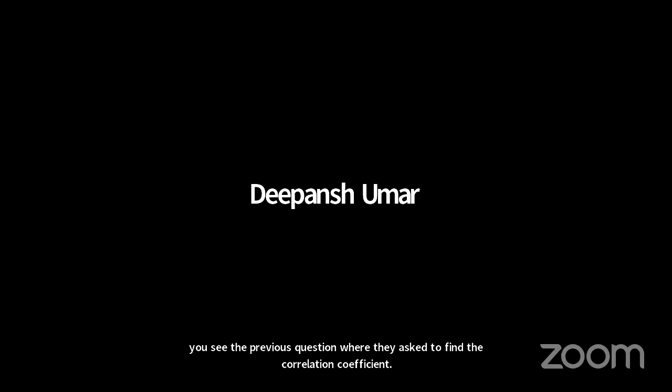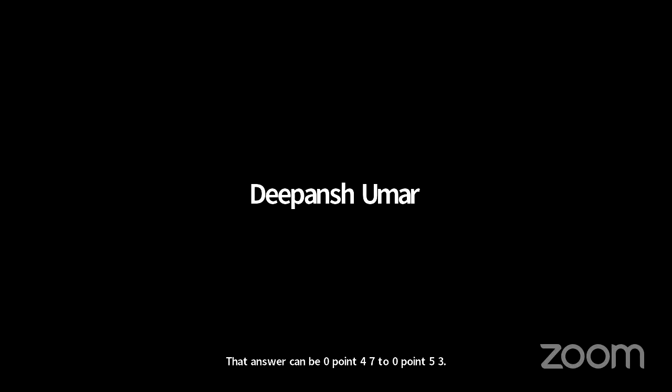Sir, they have given weak and they have given moderate and positive as the correct options. I think weak should also be a correct option, because in the previous question where they asked to find the correlation coefficient, the answer can be 0.47 to 0.53. If someone gets 0.48, they will take that correlation only, and based on that, they'll keep the option weak and positive. So either both of them should be wrong, or even weak should be a correct option.